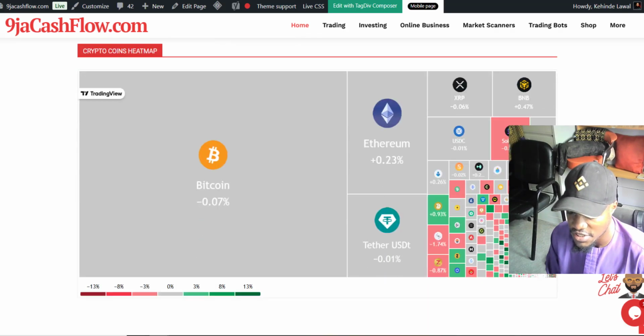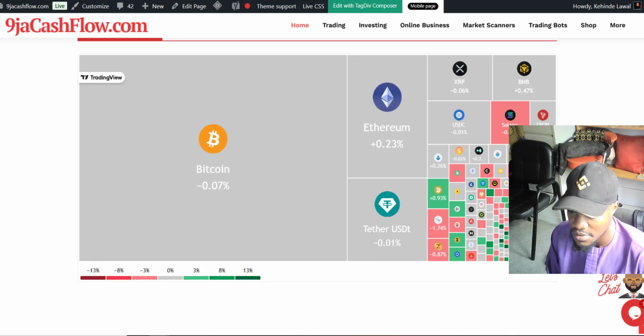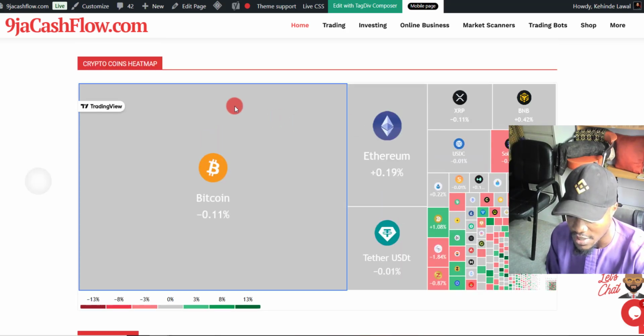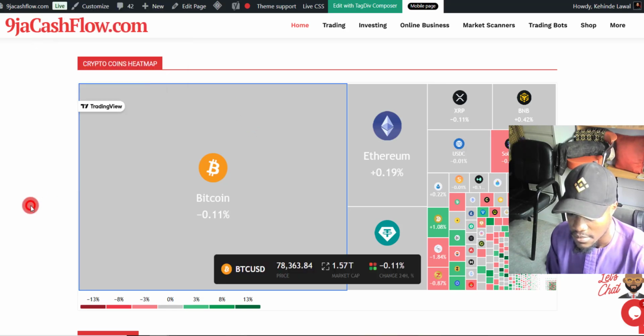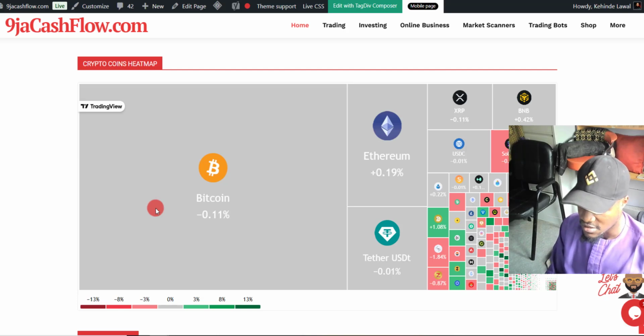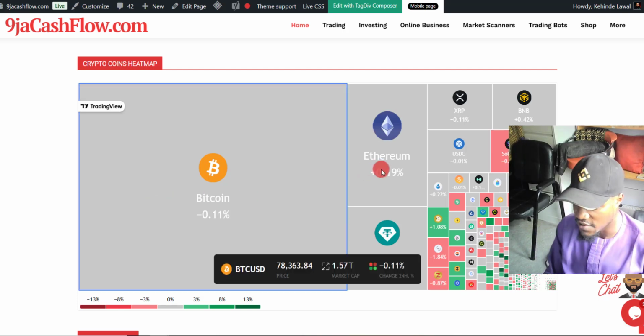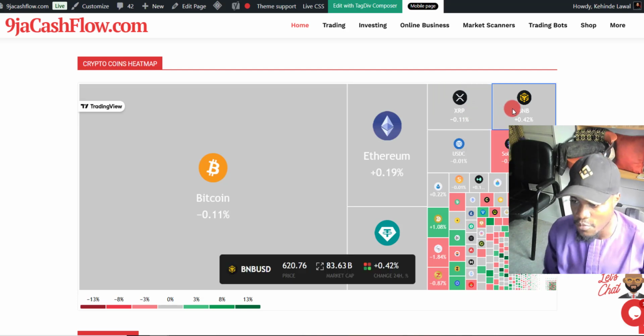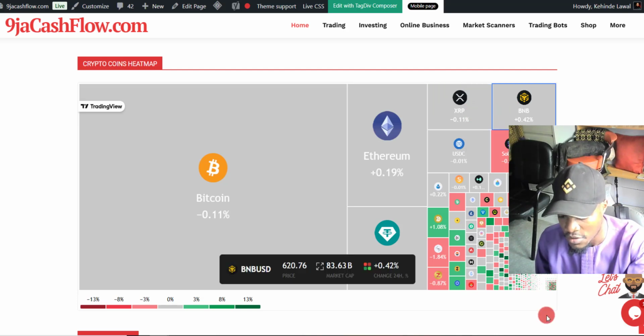we have what we call the crypto coins heat map. On the crypto coins heat map, you are seeing the major cryptocurrencies and how they have changed in the past one day. So this is for Bitcoin, this is for Ethereum, this is for XRP, this is for BNB. So this is like a bubble. It tells you the major ones and how they have changed.